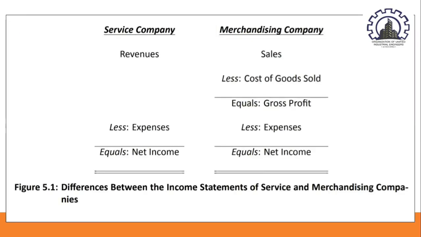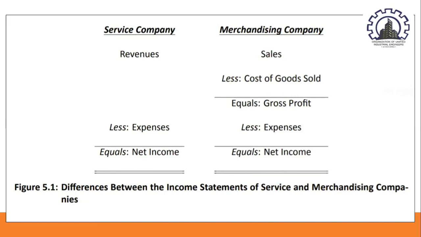As you can see, figure 5.1 illustrates the difference between the income statement of service and the income statement of merchandising companies. On my left side, you have a sample income statement of a service company. As you can notice, you only have revenues less expenses, and the result would be the net income. On the other hand, on my right side, you can see the merchandising company.